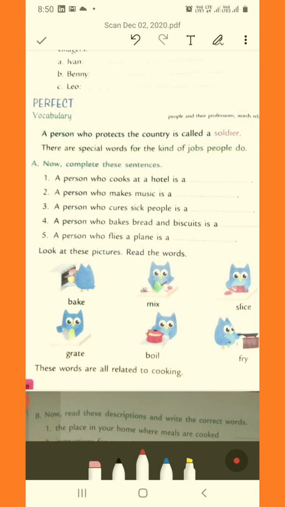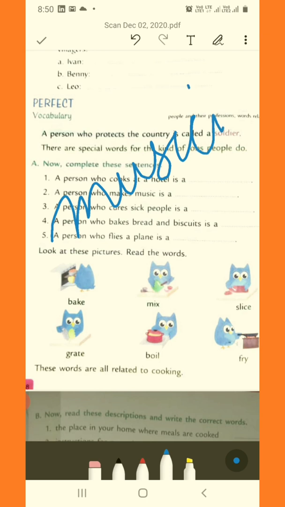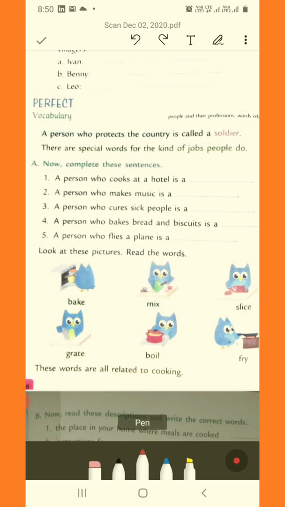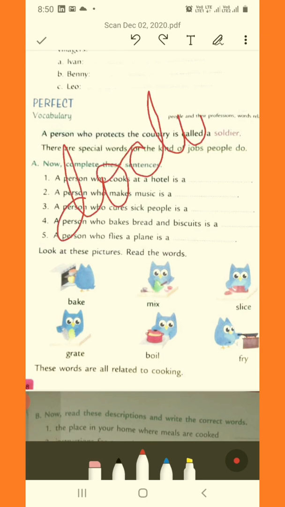So let's find out. Now you are asked to complete. A person who cooks at a hotel is a what? Cook, isn't it? Chef for restaurants and all. A person who makes music is a musician. Who is he? Musician. 3. A person who cures sick people is a doctor. 3 is doctor. Clear?